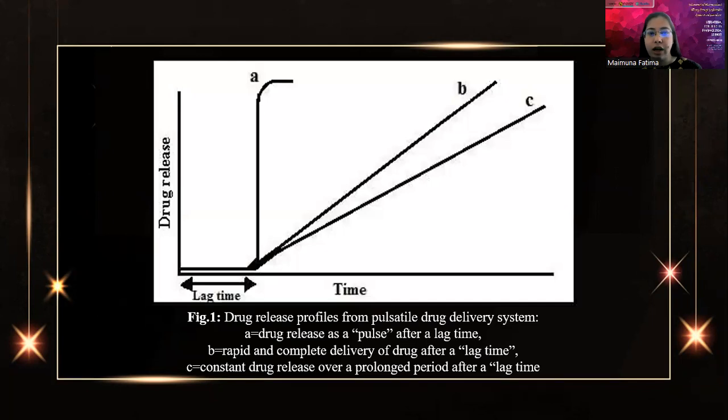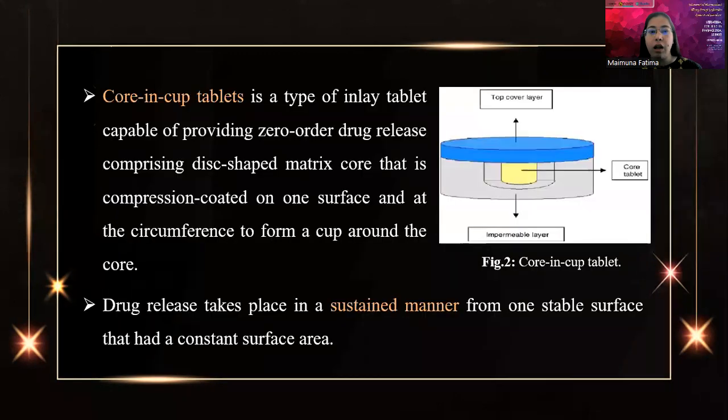This graph shows the drug release from a pulsatile drug delivery system, wherein the drug is released as a pulse after a lag time, or there is a rapid and complete delivery of drug after the lag time, or a constant drug release after a prolonged period following the lag time.